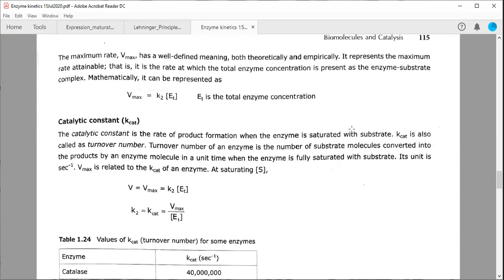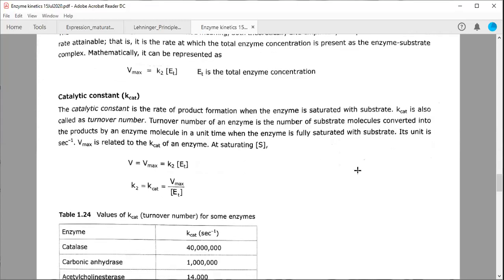So if all the enzymes are saturated with substrate, then the catalytic constant or kcat is an indication of the rate of product formation, how many substrate are being converted into the product. And actually we count it per second, so the unit is per second. So how many substrate molecules are getting converted into the product per second is called the kcat value or the catalytic constant. And the third term is the turnover number.